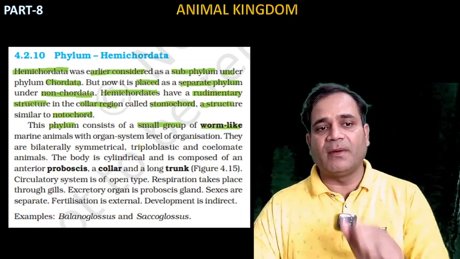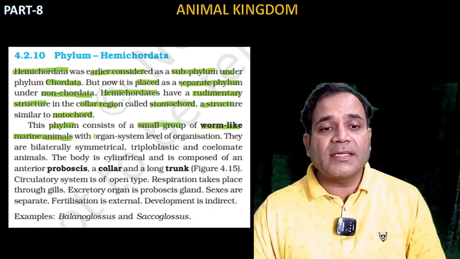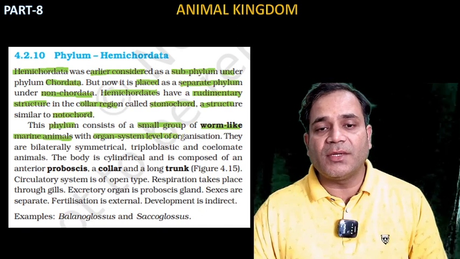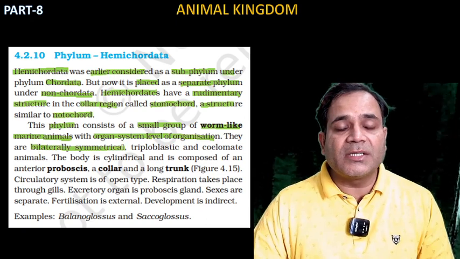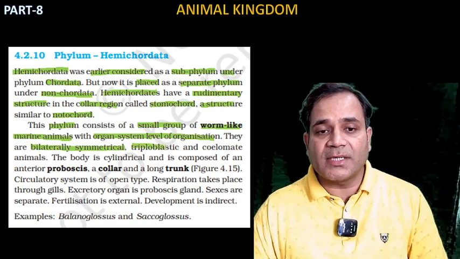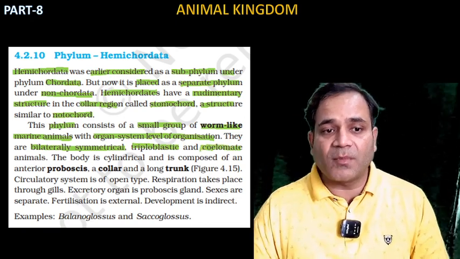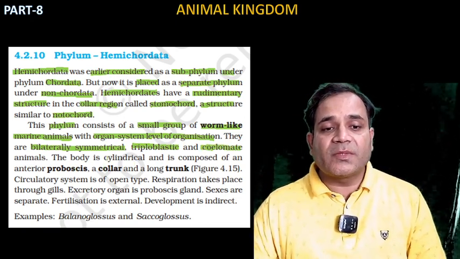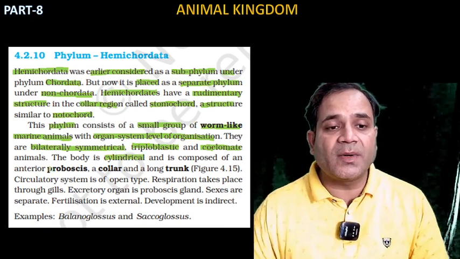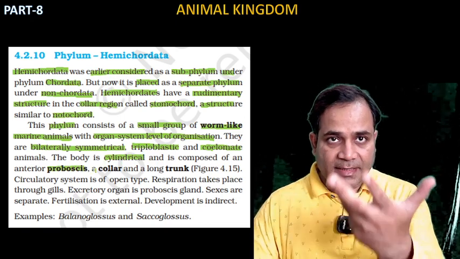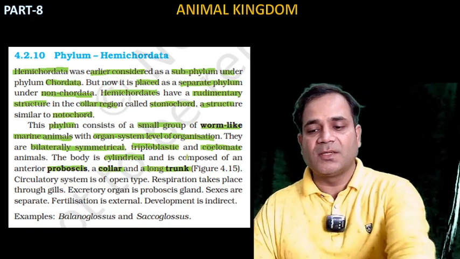Now, this phylum consists of a small group of worm-like animals, mostly found in marine habitats. The level of organization is organ system level. The symmetry is bilateral. The germ layers are triploblastic. See, all the things are written, whatever I taught. They are coelomate, having a body cavity. Their body is cylindrical, composed of three distinct regions: proboscis, an anterior region, a collar, and a long trunk, my dear. Clear? So this one is the diagram.